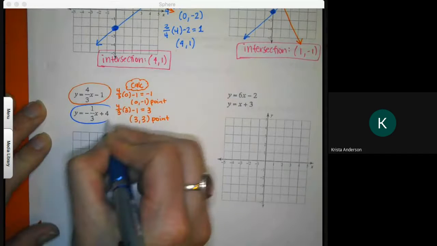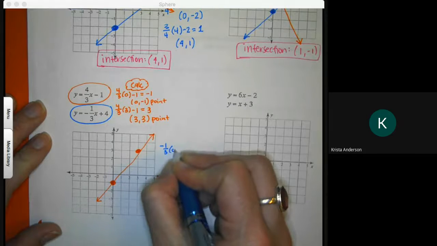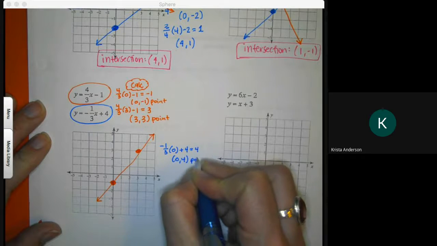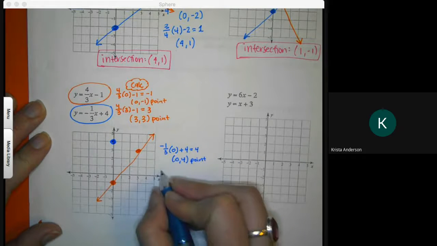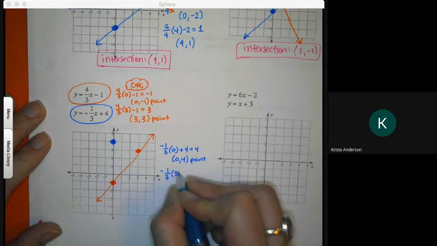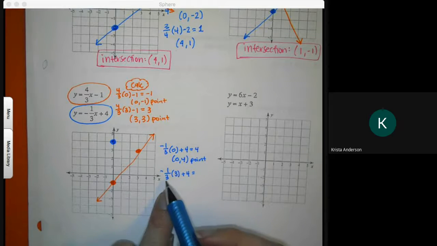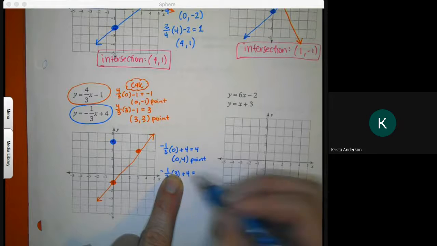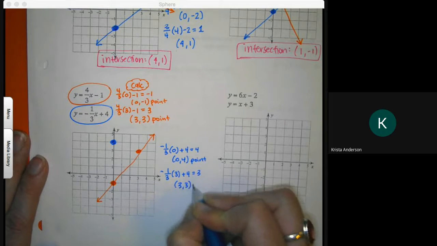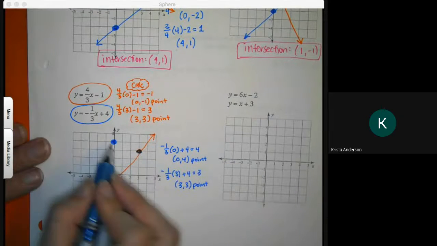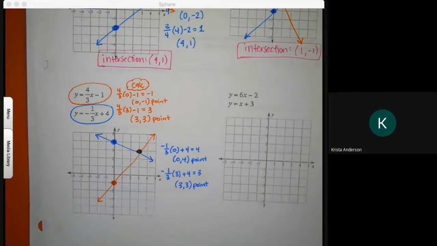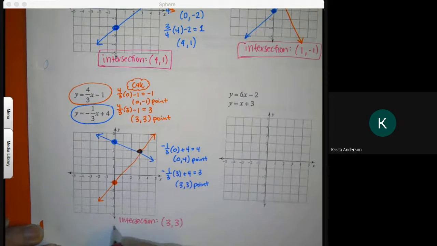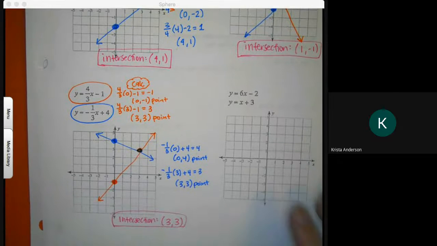The second equation, I have -1/3, plug in a 0 to make it go away. That would leave me a +4 as my point. Then I plug in the bottom number of the fraction, which is a 3. When I plug a 3 in, these will cancel out, so I'm just going to cover them. What is a -1 plus 4? 3. Good job. So my intersection is at 3, 3. That's hard to see.